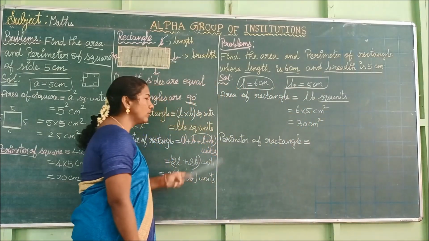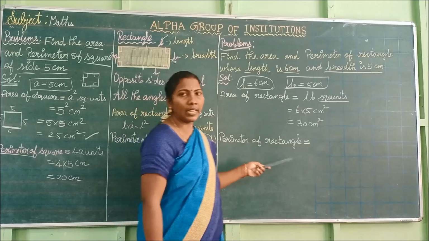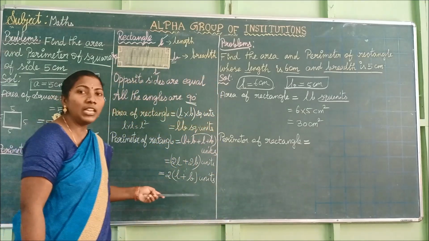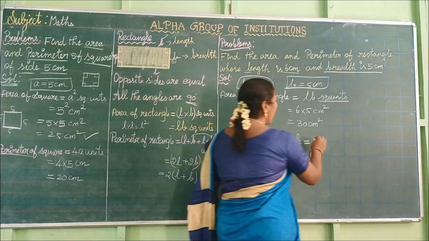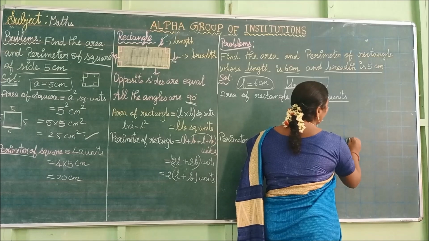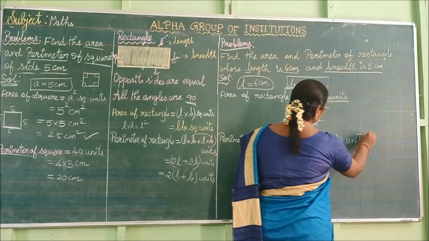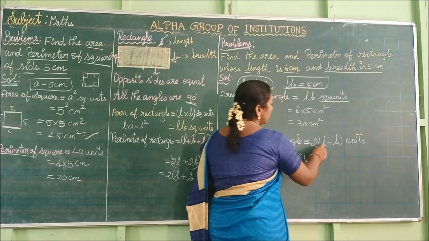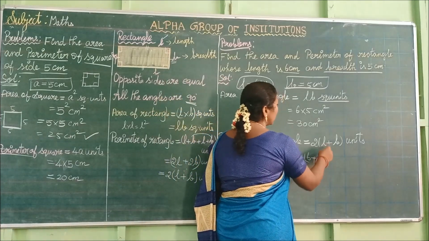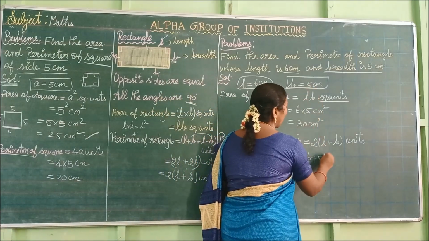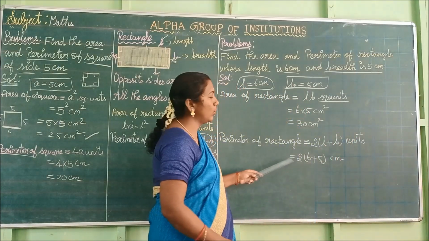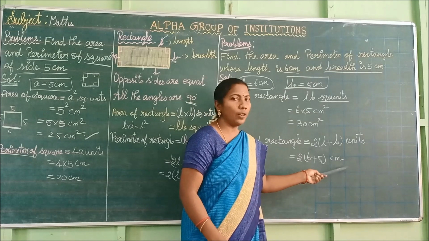Do you understand? Next we are going to calculate perimeter of rectangle. What is the formula for perimeter of rectangle? 2 into L plus B units. First you have to write the formula. 2 into L plus B units. First you have to write like this. What is the value of L here? 6. So 6 plus, what is the value of B? 5. What is the unit here? Centimeter. So 2 into 6 plus 5 centimeter.